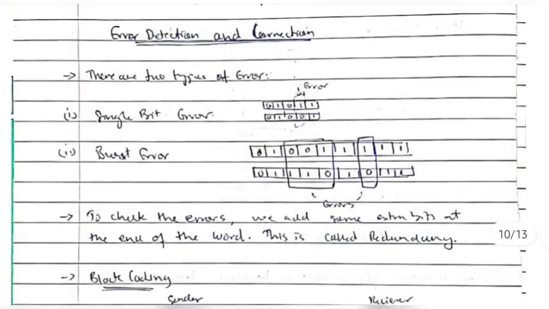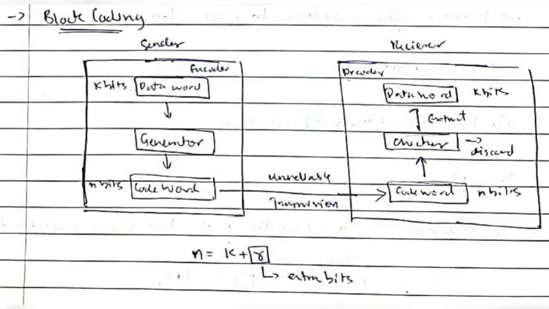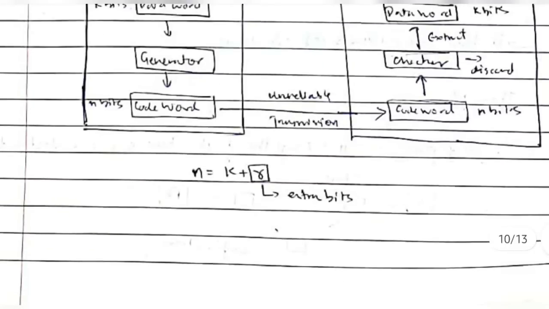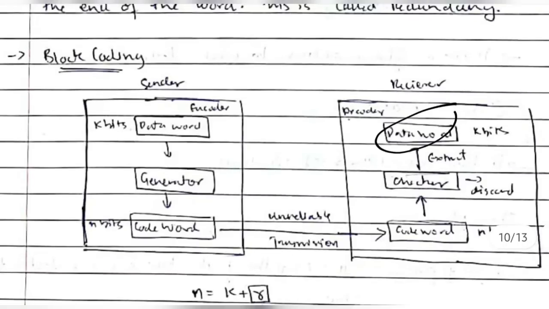There are a few techniques by which we can check for errors. First one is block coding. In block coding, k bits of data are sent to the generator, which will generate some extra bits, and then the total will be n bits. This is the original data, extra bits are r, so the total number of bits will be n, and then this code word will be transferred to the receiver, and the receiver will receive n bits. It will discard the extra r bits and take the k bit data.